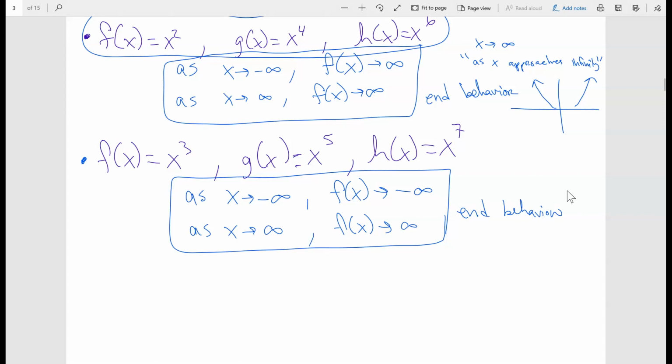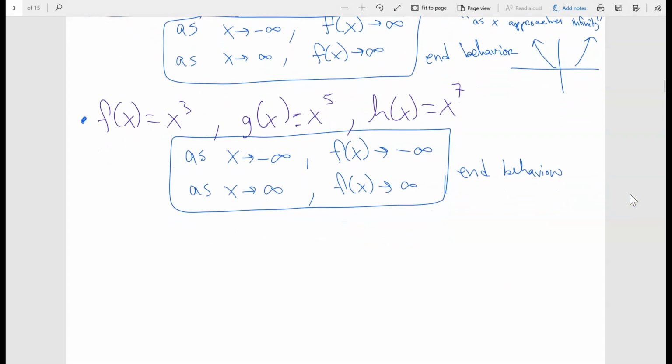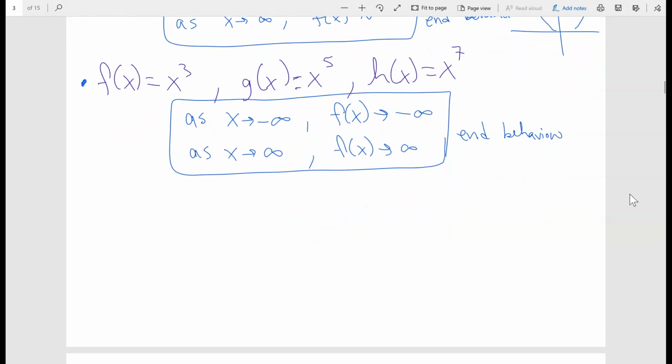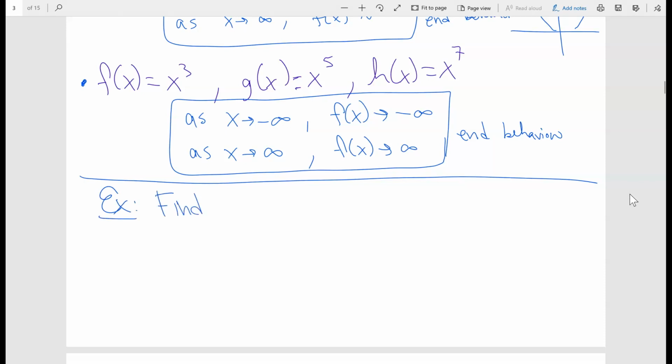You also want to keep in mind the transformations, because the transformations are going to play a huge role in here. So for example, if I were to change the function, let's say you wanted to find the end behavior for this. Let's first start off with one easy one, and then we'll do one that's a little harder.